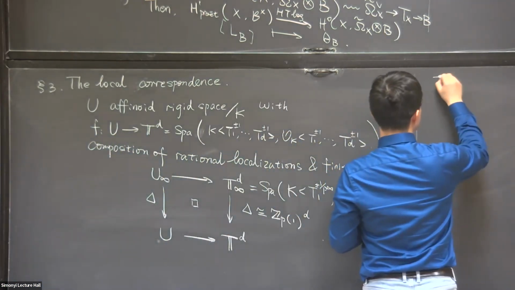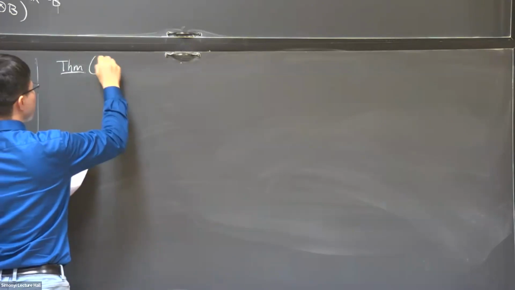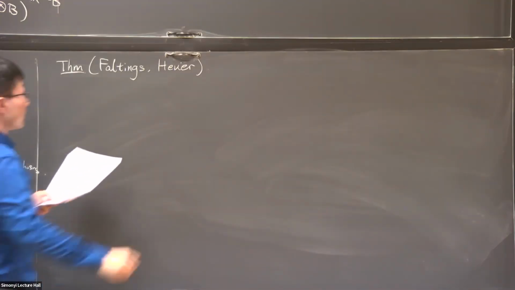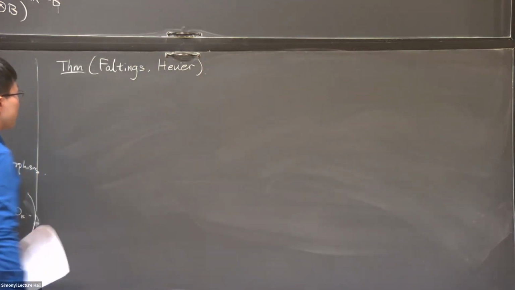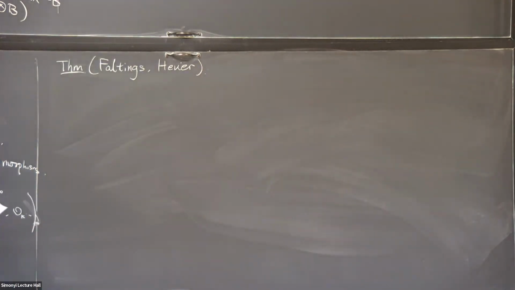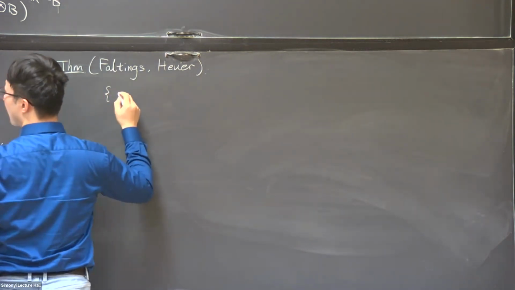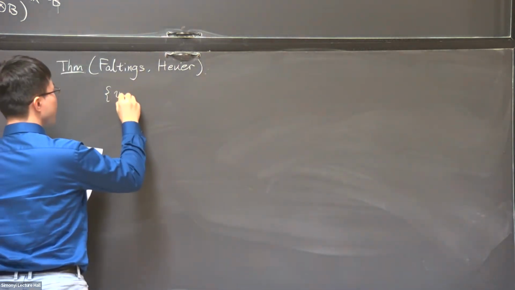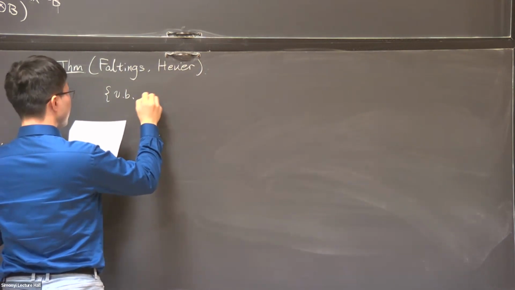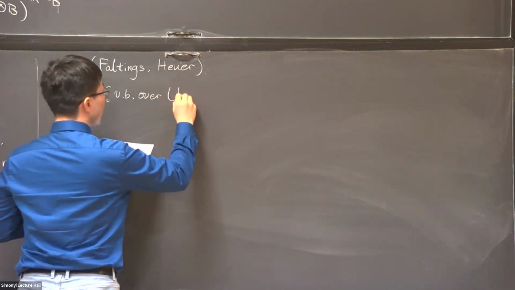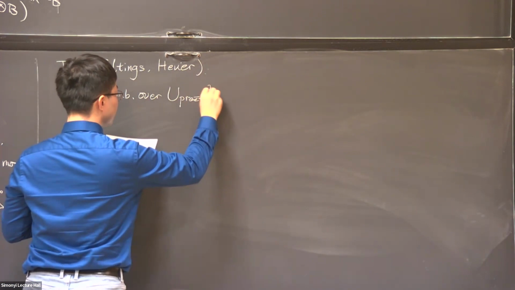So the local correspondence is essentially due to Faltings, and Heuer modified his proof to this situation. So let's look at how we get a local Simpson correspondence in this setting. So first we look at our object on the left-hand side, which is vector bundles over U pro-étale. Okay.